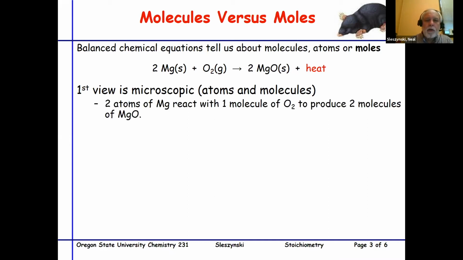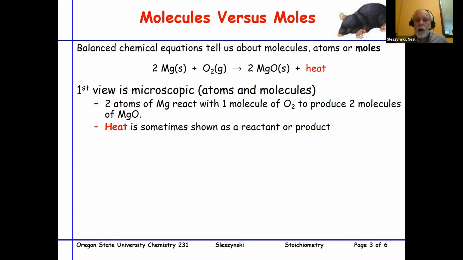This balanced chemical equation tells us two atoms of magnesium will react with one molecule of oxygen to produce two molecules of magnesium oxide. Heat is also sometimes shown as a reactant or product. In this case, we can actually burn magnesium in the air. It will actually burst into flames to produce magnesium oxide. In terms of calculating heat, we'll wait until we get to the chapter on thermodynamics.